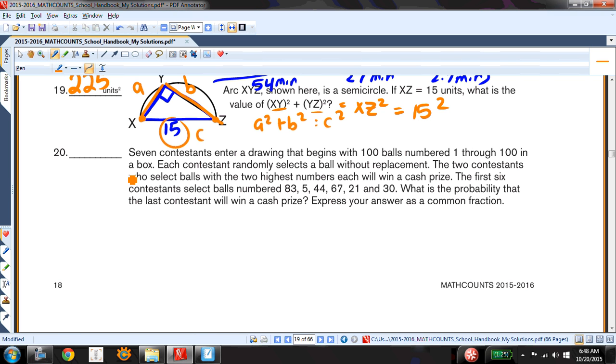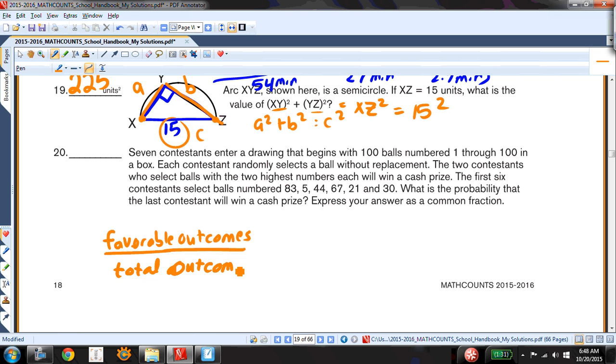All right, so let's see. You're going to have 2 winners. 6 of the people have already gone. There's only 1 person left to go. What we want to do is divide the number of favorable outcomes by the total number of outcomes. There have already been 1, 2, 3, 4, 5, 6 numbers drawn, so there are only 94 remaining numbers because it began with 100. I subtract 6 from 100, that's 94. So the total number of outcomes is 94.